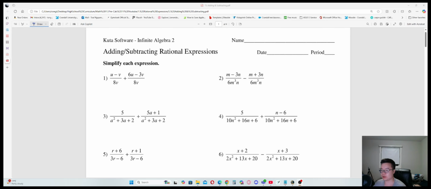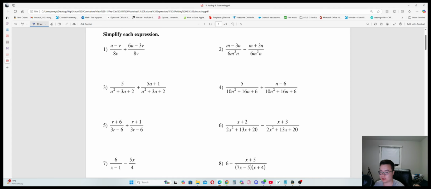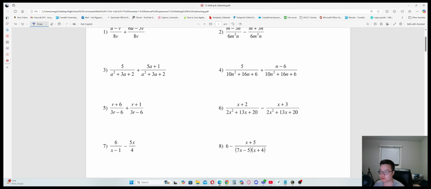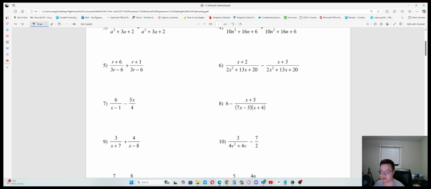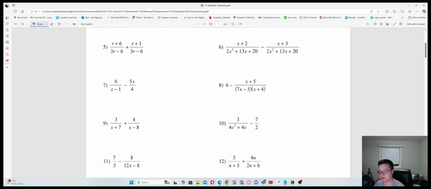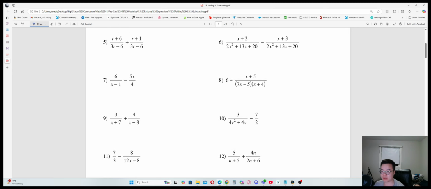So today we're gonna start to focus on working on adding and subtracting rational expressions. We're gonna start first with the same lowest common denominator, and then we start working on more complex questions, where we need to factor, then find the lowest common denominator, and then find NPVs, which is the non-permissible values.